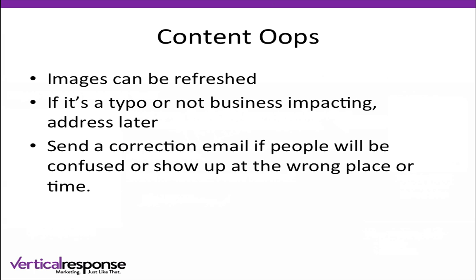So sometimes there might be a mistake in the content of your email. And there's a couple things that you can do. If there's a problem with the images in your email, they can be refreshed. Contact our support team and they can refresh it. If you have the wrong picture of your product in your email, you're talking about a lamp and you have a picture of a chair or something, that might be confusing to people and that can be corrected for you. If there is a typo, a spelling error, generally you're just going to need to live with that.